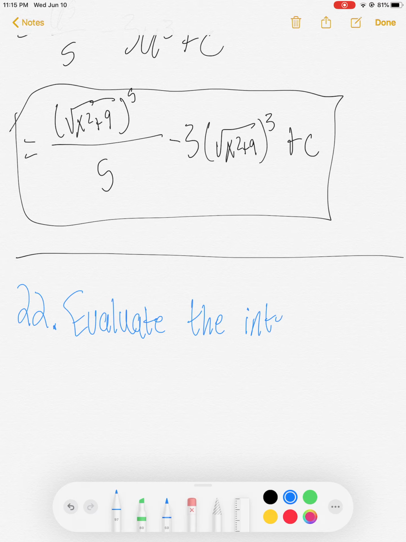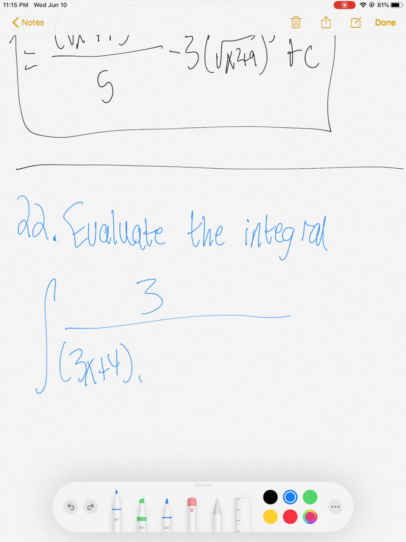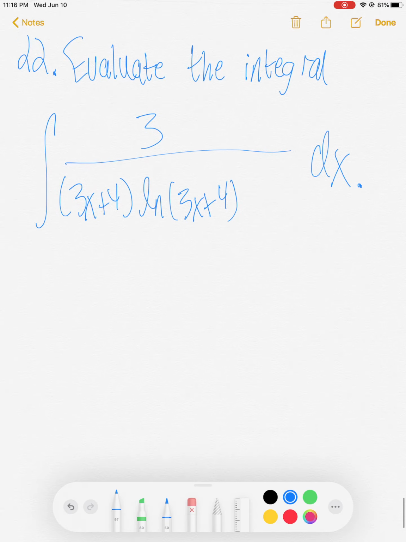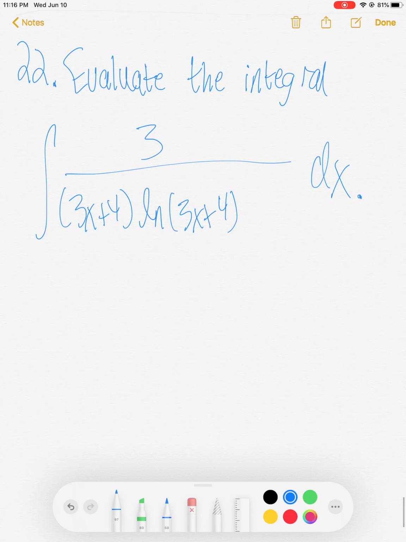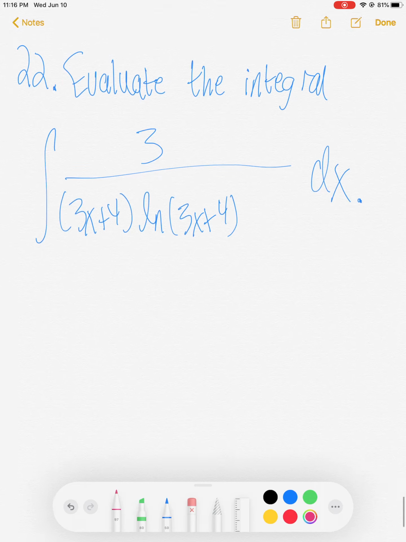But we got through it, and that brings us, sadly, to the conclusion of this video with our final problem of the day, which is problem 22. Ooh, I am so excited for this one. This is of the variety, looks horribly scary, but actually is not. Evaluate the integral. So it's the integral of 3 over 3x plus 4 times ln of 3x plus 4 dx.